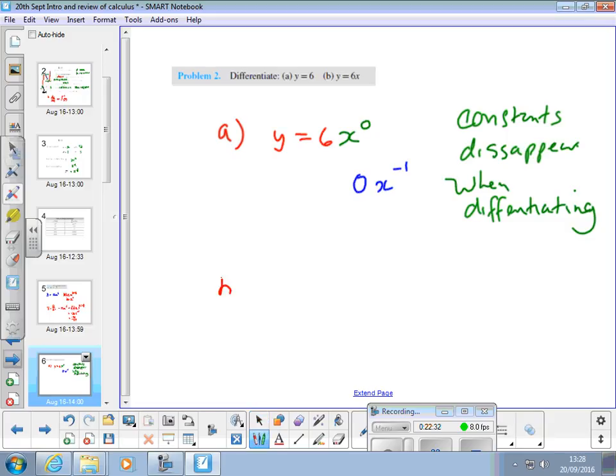And B, y equals 6x. What's the unwritten index here? We don't ever write it, but what is it? Yeah, 1, we've still got the same thing. So our constant comes down, 1 times 6 x to the 1 minus 1.